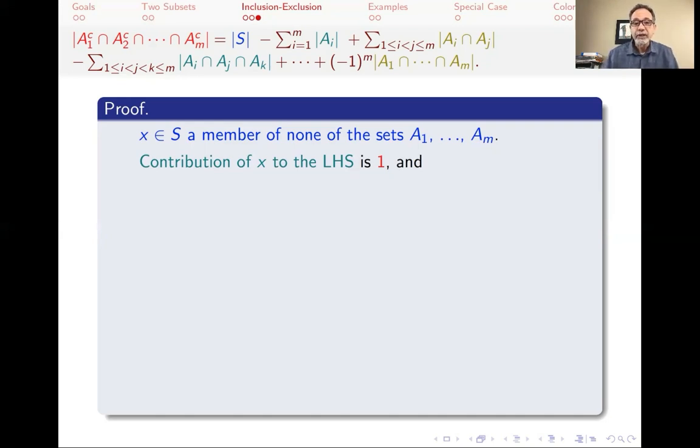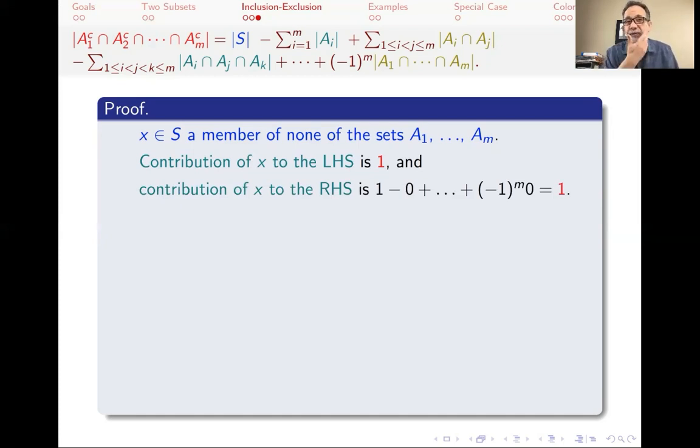We count it once. But what do we do on the right-hand side? On the right-hand side, we will count it when we count the elements of S, but we don't count it any other time because all the other ones are counting some elements of some of the A's, and this element is in none of them. So the contribution to the right-hand side will be 1 minus a whole bunch of zeros. And so it will be 1 also. And these two 1s are the same.